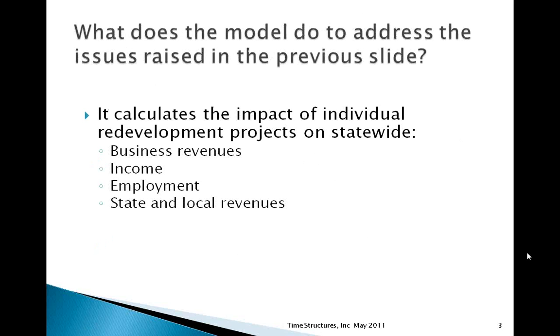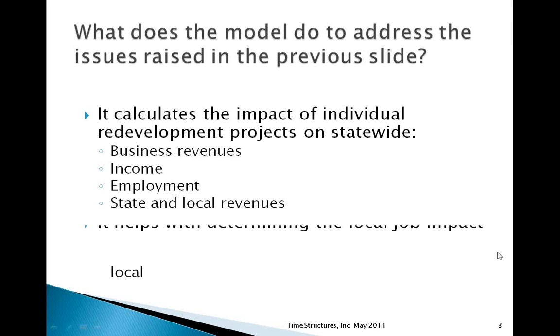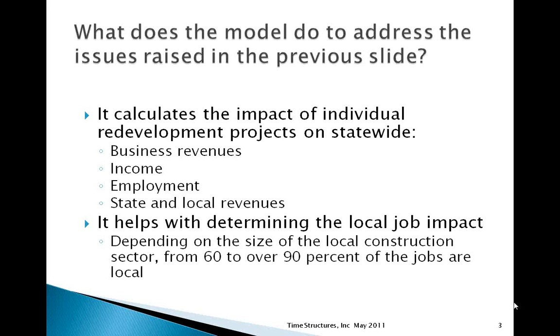Okay, so the model calculates the impact of individual redevelopment projects on 4 measures of economic impact. Business revenues, which is sort of the total economic activity that occurs in an area, and in this case we're doing statewide. Income, which we'll go through the definition of that, employment, and then state and local revenues. And certainly the model also helps with determining the local job impact. It depends on the size and maturity of the construction sector within a county or within a city, but generally about 60 to, in some cases, over 90% of the jobs are local.